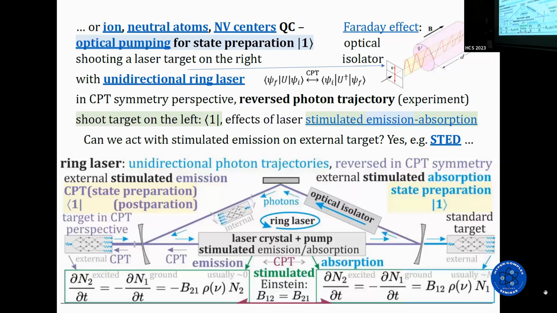Okay, so we have two equations. One increases the number of excited atoms, and the second of ground state atoms. So we have stimulated emission and absorption equations, and they are switched in CPT perspective. So here we can make state preparation by optical pumping, while here we get again state preparation, but in CPT symmetry perspective. So we should get this state preparation the same way. So if here we can do state preparation, then here we have this CPT symmetry analog from the second state of laser, and I will show a few arguments for that now.